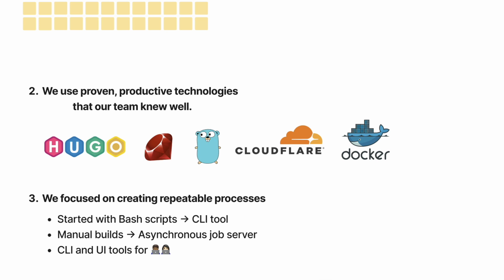As hardened consultants who are very used to working with either shoestring startup budgets or government constraints, we use technologies that were pretty boring, ones that were proven and productive and that our team already knew. So we didn't try to go for anything shiny here. Lastly, we focused on repeatable processes. So we started with a manual hacky version, like a bash script, and then eventually we built a CLI tool. We start with manual builds, and then we built an asynchronous job server, and then we created UI and CLI tools for the human beings involved.